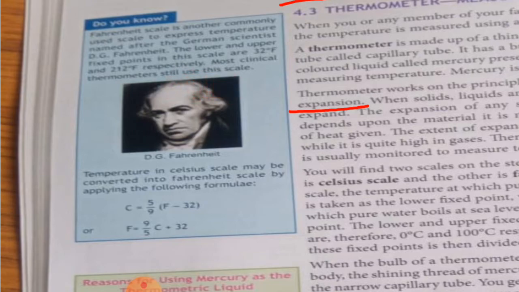So we have understood that Fahrenheit scale is another scale similar to the Celsius scale, by which we can find the temperature of any object. Name Fahrenheit is given by German scientist D.G. Fahrenheit. The lowest value in Fahrenheit is 32 degree and the highest number in it is 212 degree. Most clinical thermometers still use this scale.